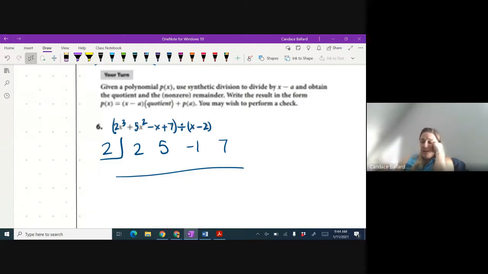Hopefully this one was easier than the last few. So I'm going to drop my 2. I'm going to go fast. 2 times 2 is 4. 5 plus 4 is 9. 2 times 9 is 18. Negative 1 and 18 is 17. Well, let's see. 2 times 17, 34, right? And I agree with 41. Okay, so everybody who got 41, nice job.